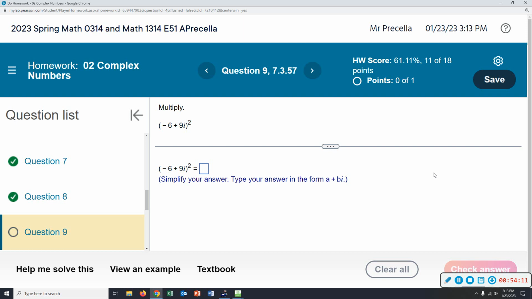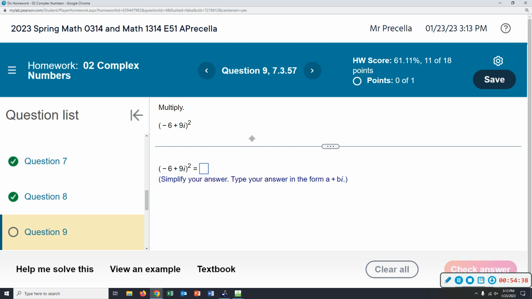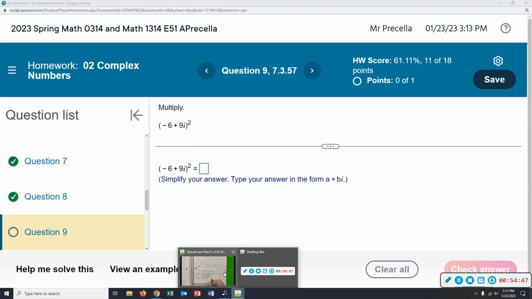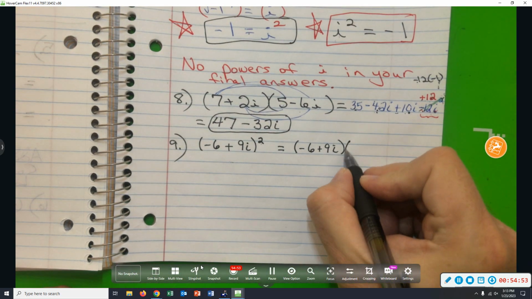Well, the most basic form of problem solving is if you know how to do one type of problem and you're confronted with a new one, try to make it look like the one you know how to do. You FOIL it out. If there are 2 sets of parentheses, we know how to do it. Just write it down twice. Squaring means times itself. So let's write down negative 6 plus 9i times itself.